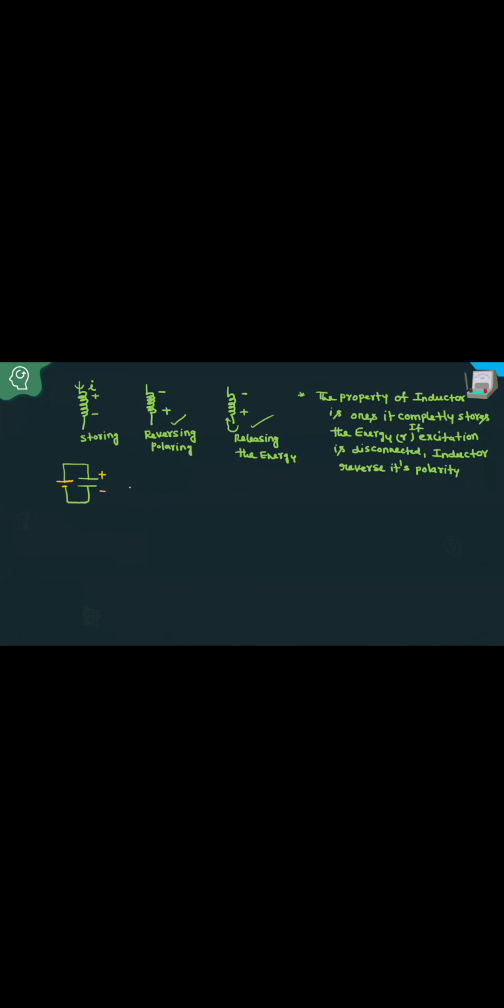Then, how does the capacitor reverse the polarity? In a capacitor, this is storing. Then the capacitor releases the energy. The second step is release the energy; it does not directly reverse polarity. What do you mean by the capacitor releasing the energy? Transfer of charge from the positive plate to the negative plate. Once it is transferred, then this becomes negative, this becomes positive, then the polarity is reversed.